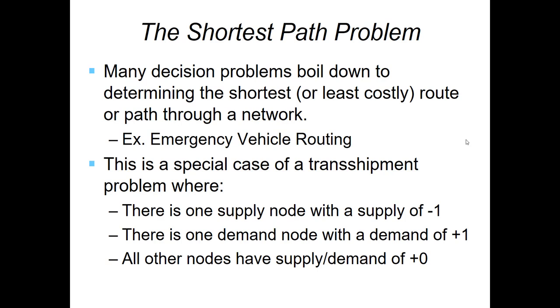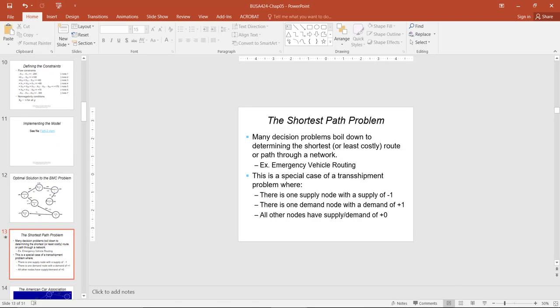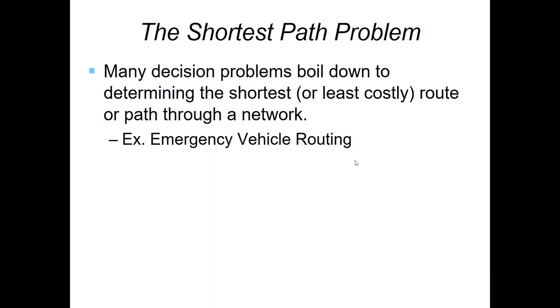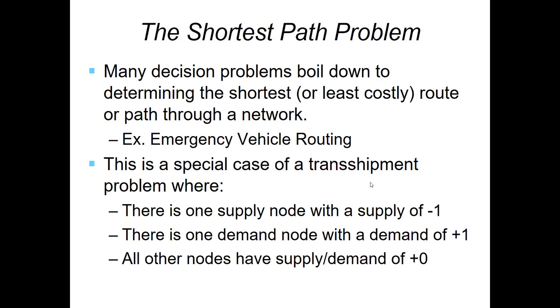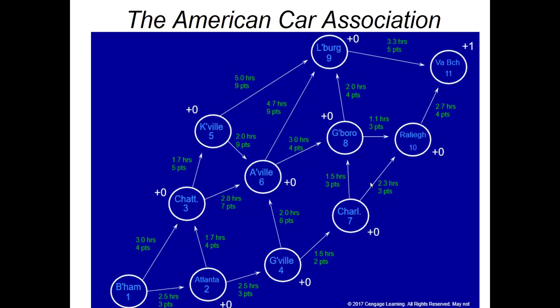This problem is a special case of the transshipment problem that we already solved in the previous problem. In this case, we have only one supply and one demand node. The supply node has a supply of minus one, and the demand node has a value of plus one. The rest of the nodes have a value of zero. And you can see that the total supplies are equal to the total demands. That means all of the equations that we are going to have in this problem are equalities. So let's look at the example.